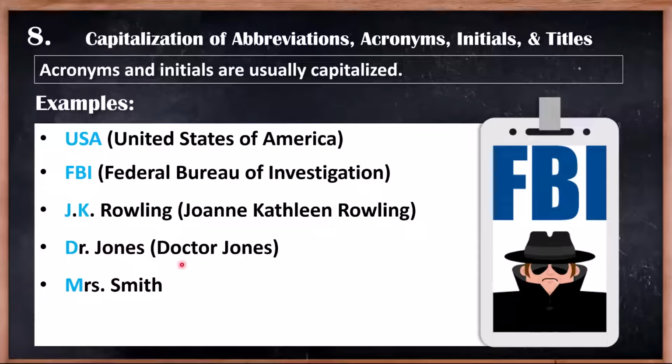Another example, Mrs. Smith. Mrs. refers to a woman who is married. Mr. Johnson, this refers to a man, and we capitalize the M. So these are some examples of when we capitalize different abbreviations and initials. Now it's time for our quiz. There are 8 sentences in total, and you have to correct any capitalization errors.